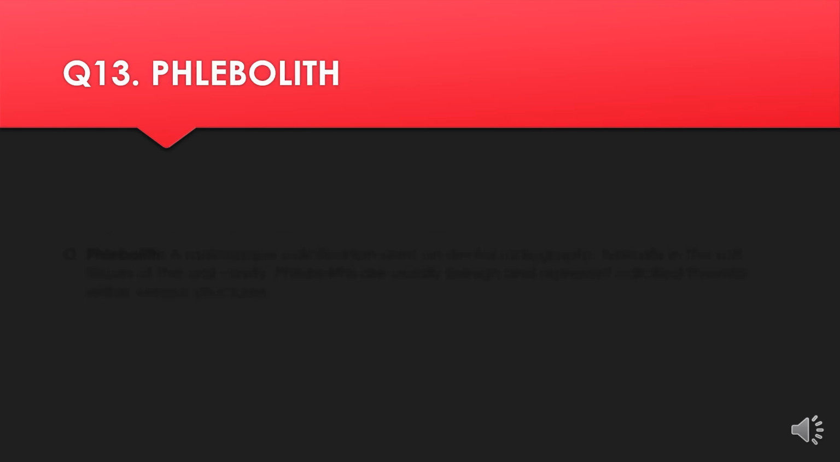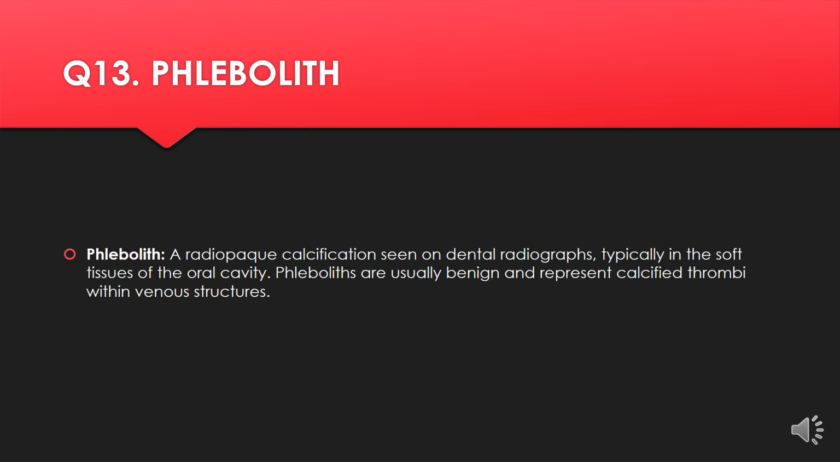Next question is phlebolith. Phlebolith is a radiopaque calcification seen on dental radiographs, typically in the soft tissues of the oral cavity. Phleboliths are usually benign and represent calcified thrombi within venous structures.